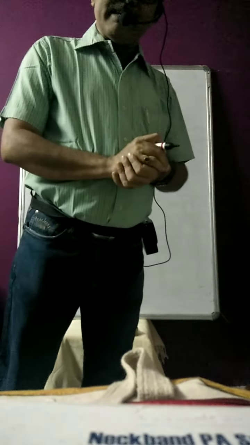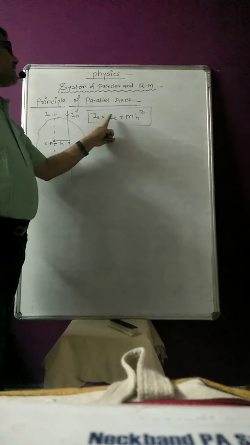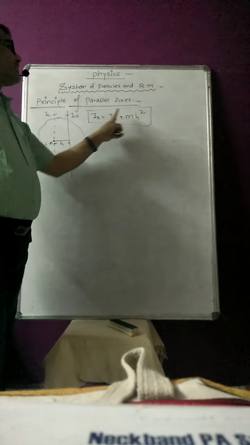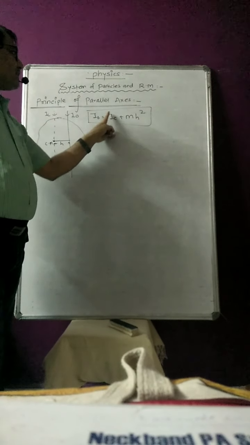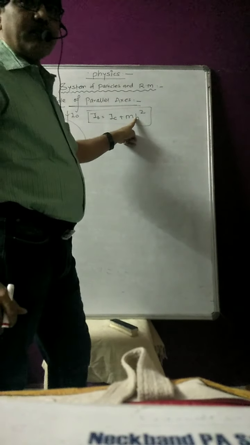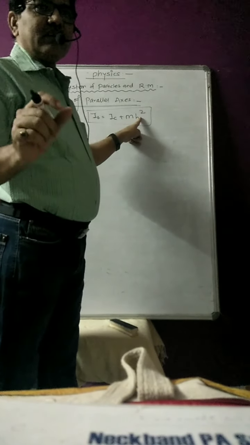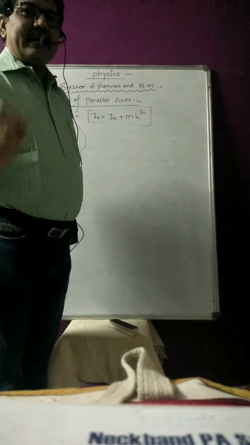In short, the moment of inertia of any body about a given axis is the sum of the moment of inertia of the body about the parallel axis passing through the center of mass, and the product of the total mass of the body and the square of the perpendicular distance between these two axes. So that is the principle of parallel axis theorem.